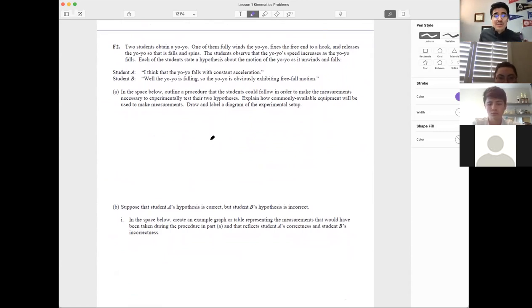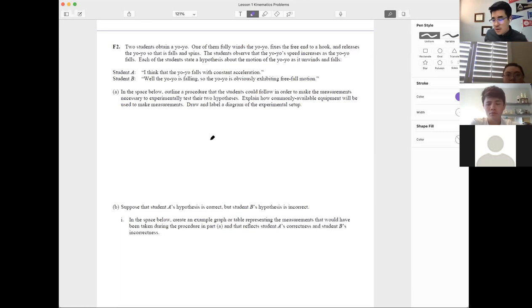It says 2 students obtain a yo-yo. One of them fully winds the yo-yo, fixes a free end to a hook, and releases the yo-yo so that it falls and spins. The students observe that the yo-yo speed increases as it falls. Each student states a hypothesis about the motion of the yo-yo as it unwinds and falls. Student A says, I think the yo-yo falls with constant acceleration. Student B says, well, the yo-yo is falling, so it is obviously exhibiting free fall motion.